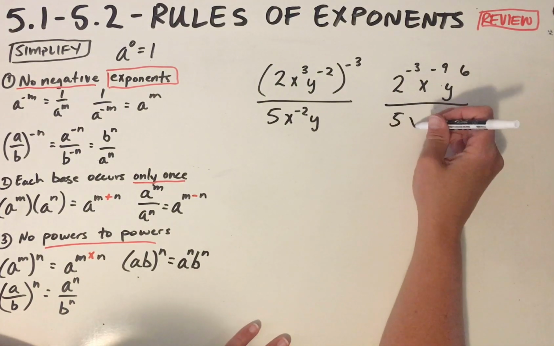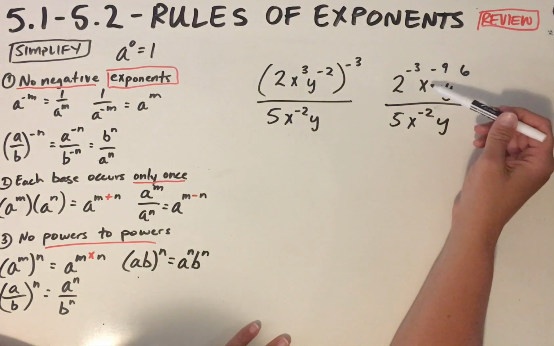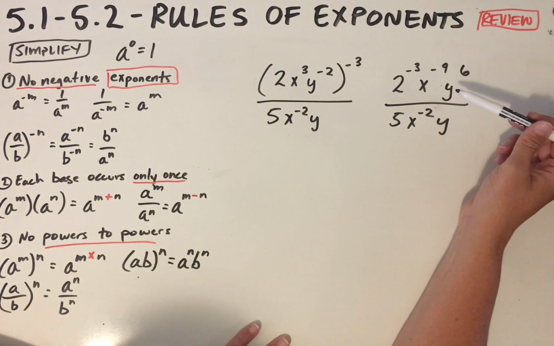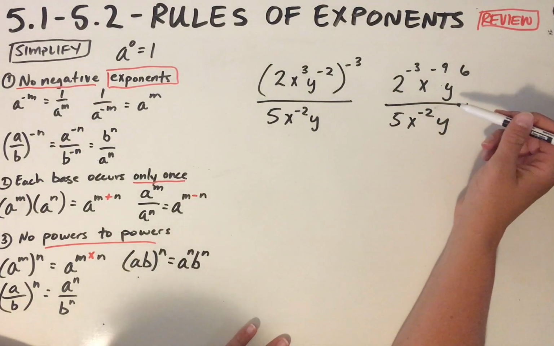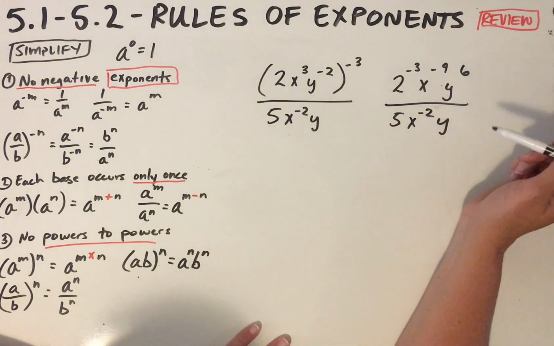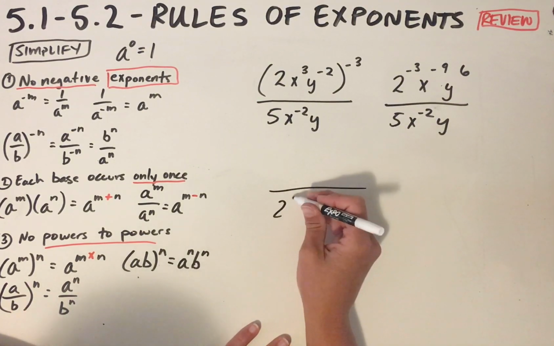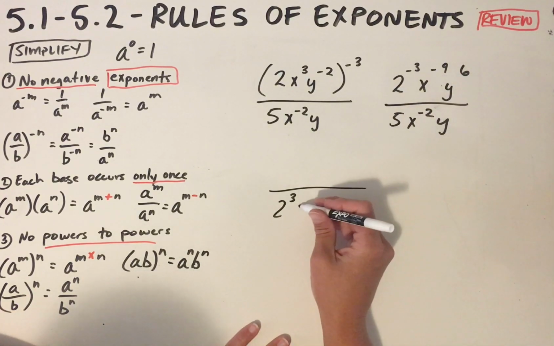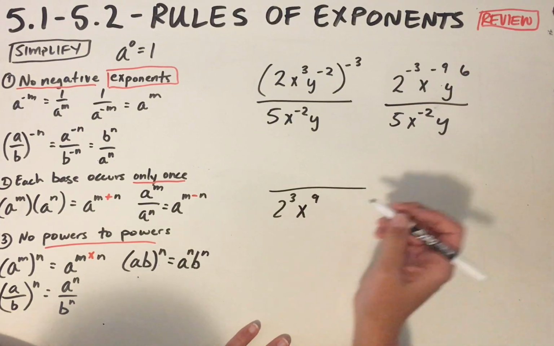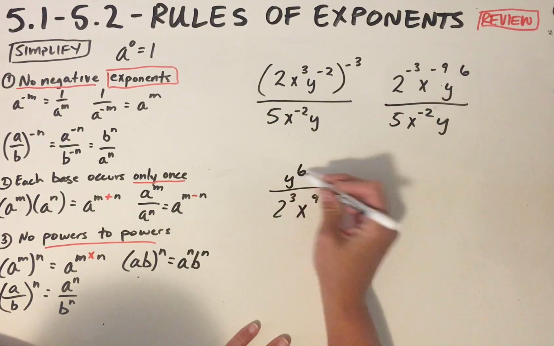Okay, now that I've gotten rid of that power to power, now I can combine bases. Or maybe I want to get rid of exponents first. So let's get rid of negative exponents first. Well, to get this 2 to the negative 3 to be positive, he's going to have to go downstairs. So that's going to be 2 cubed. To get this x to the negative 9th positive, he's going to have to go downstairs. And this y to the 6th is already positive, so it's just going to stay right where it's at.